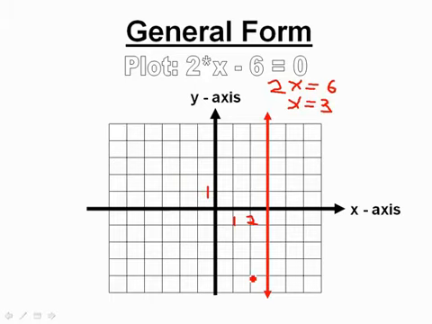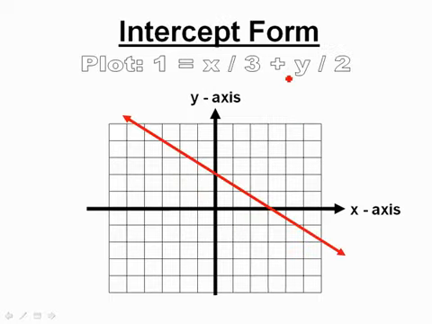Exactly. So, x has to equal 3, but y can be anything. Therefore, a vertical line where x equals 3 would cover all these. A vertical line is the only thing that represents points generated using that equation. Right. Perfect. So, now move on to the intercept form.